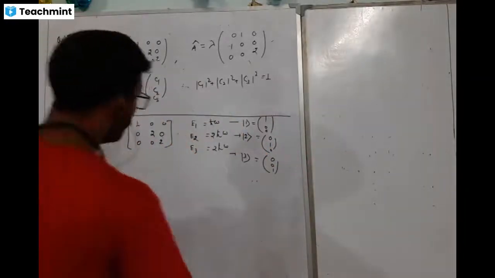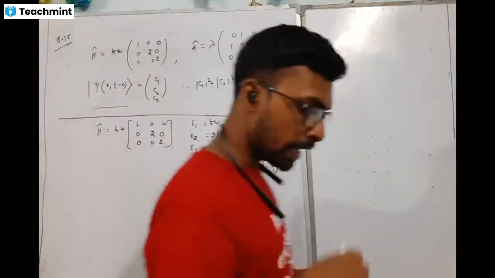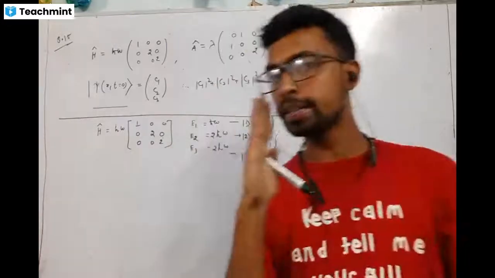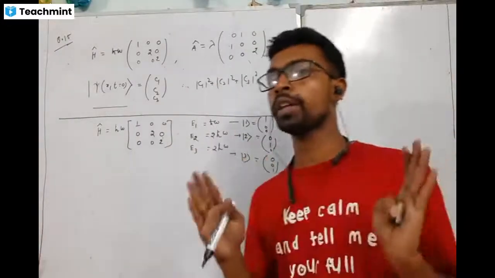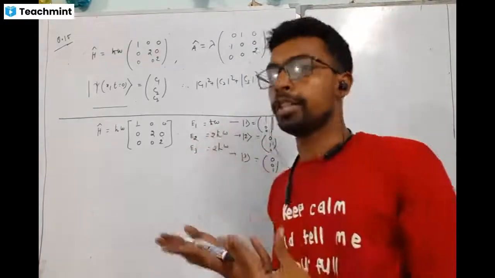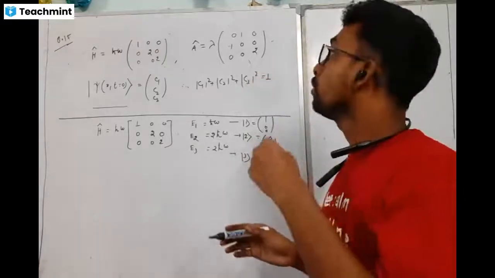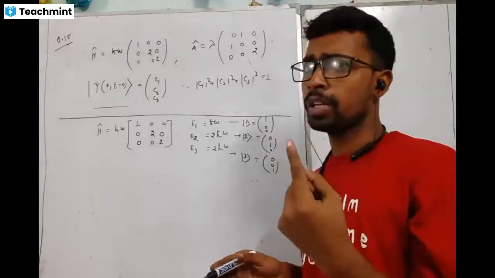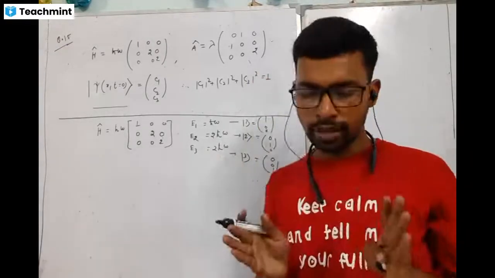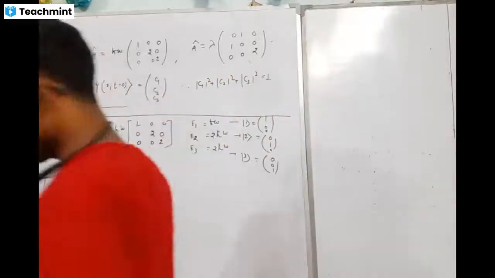Okay, this A cap operator, we are going to calculate the eigenstate of this A cap operator with respect to eigenvalue lambda. This is very important. Then we can find out the probability. So when you get the eigenvalue lambda for this A cap operator, with respect to it you have to find the eigenstate.